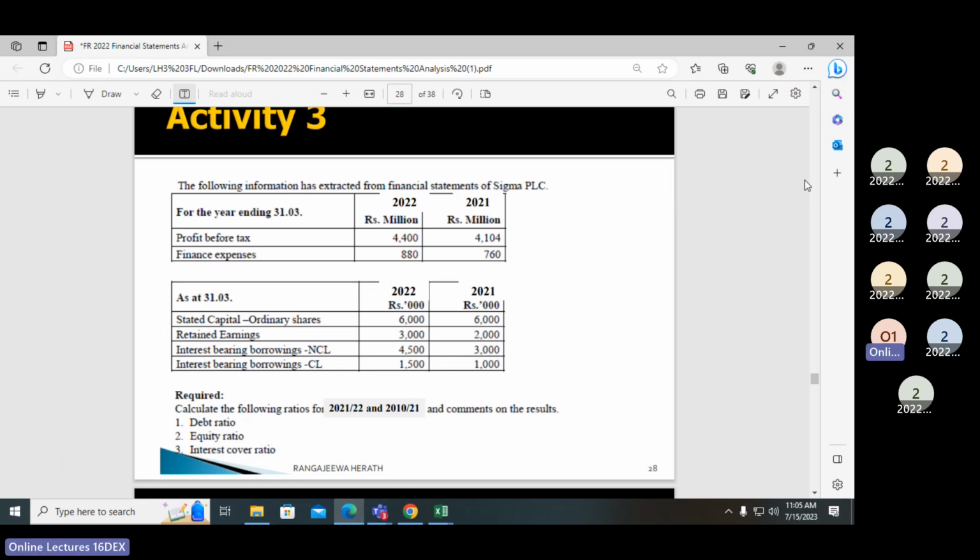Your profit before tax, finance expense, stated capital, ordinary shares, retained earnings, interest bearing borrowings non-current, interest bearing borrowings current. So part of the long-term borrowings recorded within current liability, the current portion, you also have to take as debt. Debt means take both. Total interest bearing borrowings, right? This is straightforward.